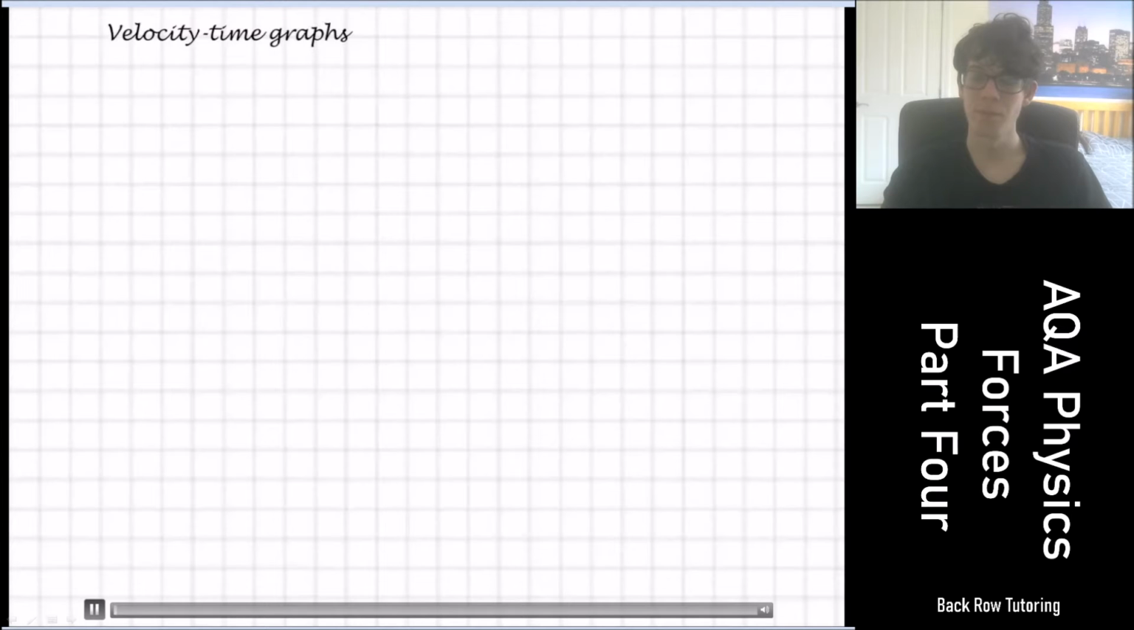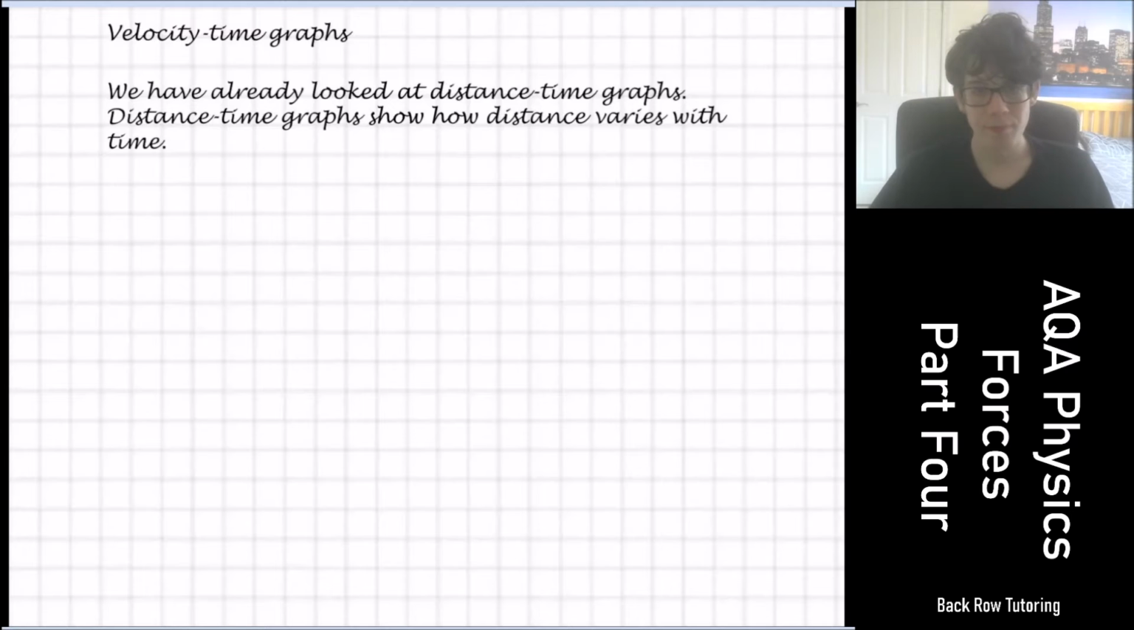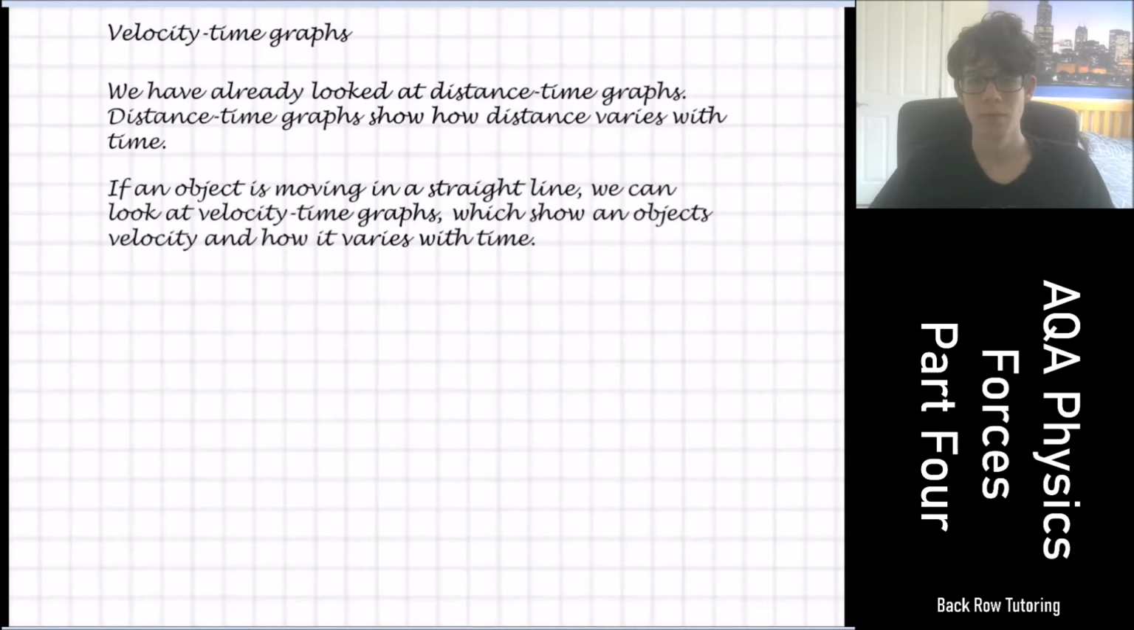Hello there. We're going to be looking at velocity time graphs. We have already looked at distance time graphs. Distance time graphs show how distance varies with time. If an object is moving in a straight line, we can look at velocity time graphs, which show an object's velocity and how it varies with time.